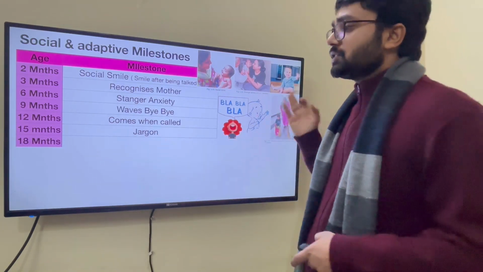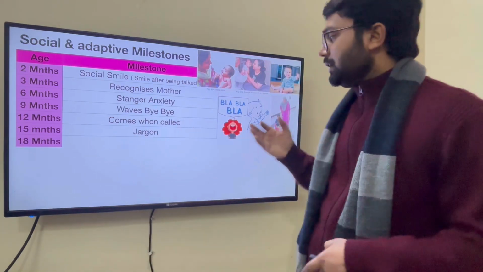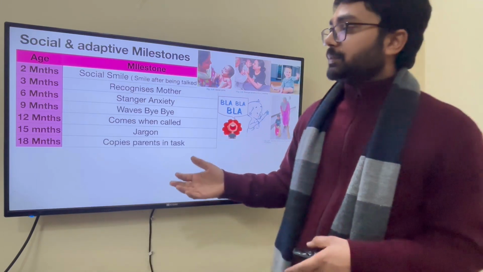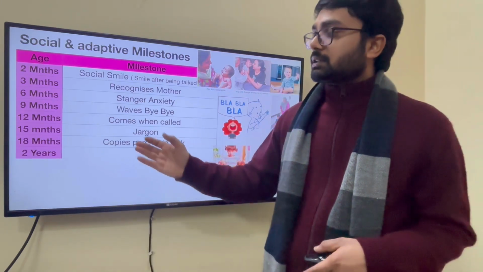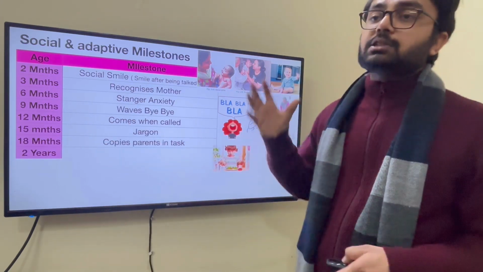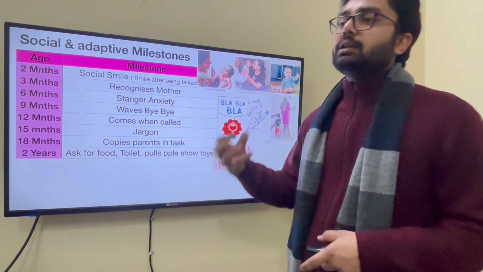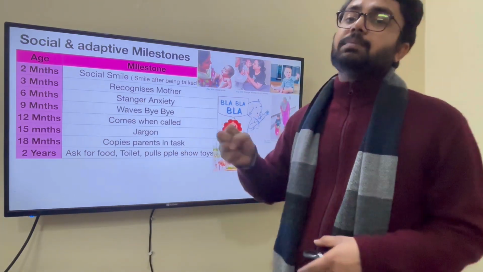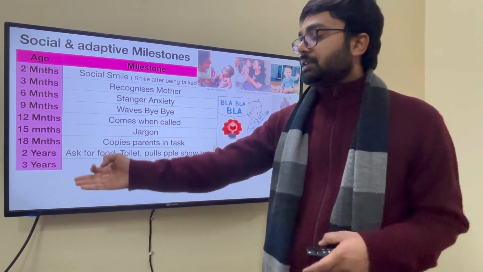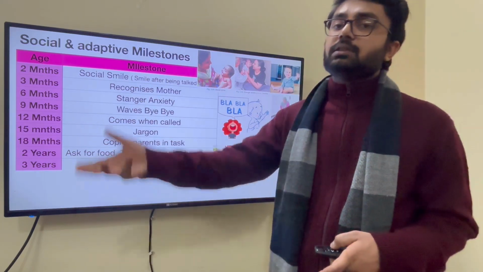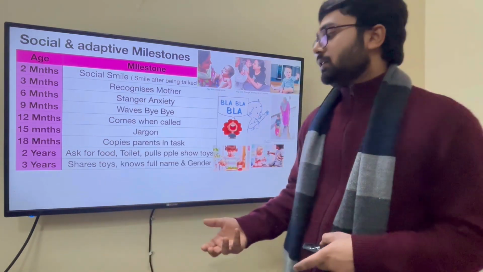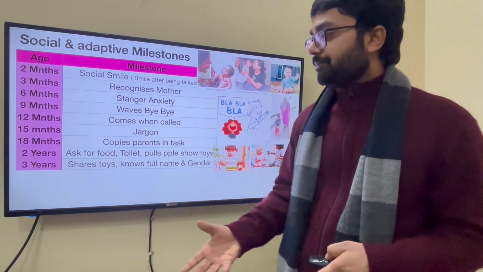At 18 months, the child now copies tasks like grooming, so he copies parents in the task. At 2 years, the child now asks for food. He asks for drink. He asks for things, or he pulls people to show his toys. At 3 years, the same child now shares the toys. He plays with friends. He knows his name and gender.